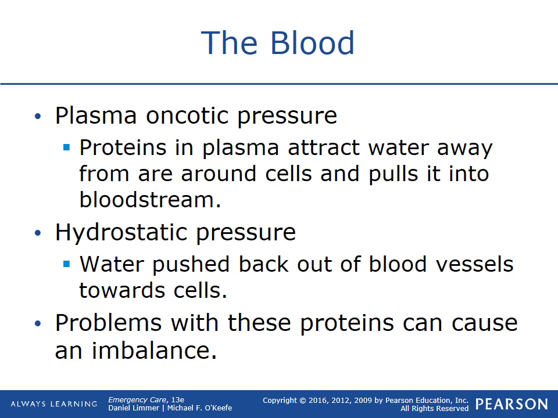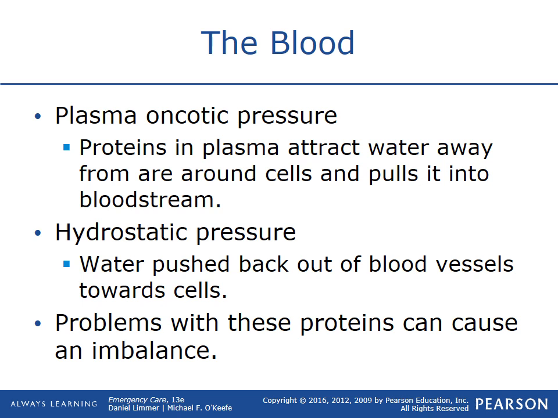Our bloodstream and the exchange of oxygen and carbon dioxide are regulated through plasma oncotic pressure. These are proteins in plasma. They attract water away from around the cells and pull it into the bloodstream so that there's not too much blood or water surrounding the cells.